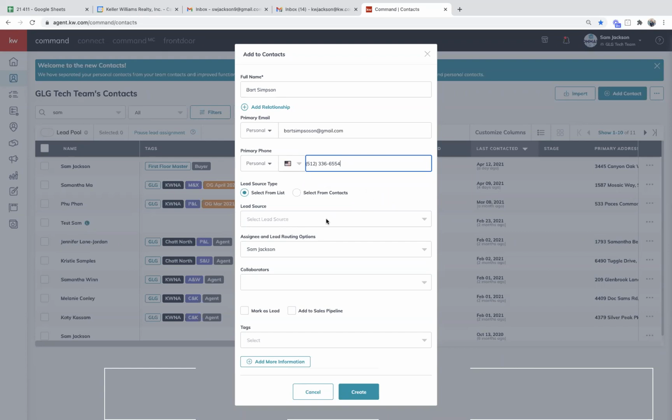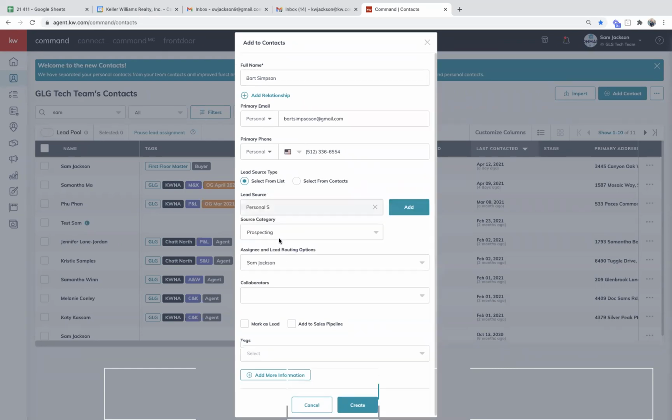So I can put in a lead source. I can say, all right, Bart is from a personal sphere. I can go ahead and type that out. I know Bart personally. I can create a custom source. It's going to ask me, hey, Sam, is that prospecting? Is that marketing? Is that events? No, that's relationships. I know Bart already. And then because I have a team with Leanza, I could go ahead and assign this person to Leanza on my team, which means that I have access to this person, as does Leanza. If you're not on a team, you won't have this category here. Don't worry about that one.